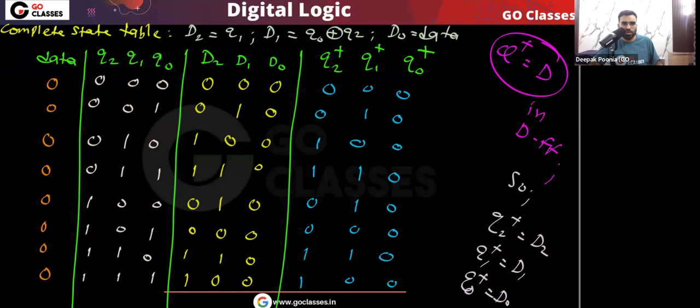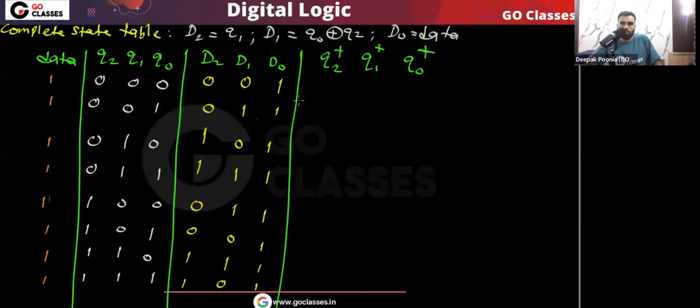Basically I'm saying that you don't even have to draw the column for next state, because for the D flip flop, the D input itself is your next state. Yes or no? So I hope you understood. So basically the same thing you will write here, 0 0 1. Okay, and so on. So you already know the drill.